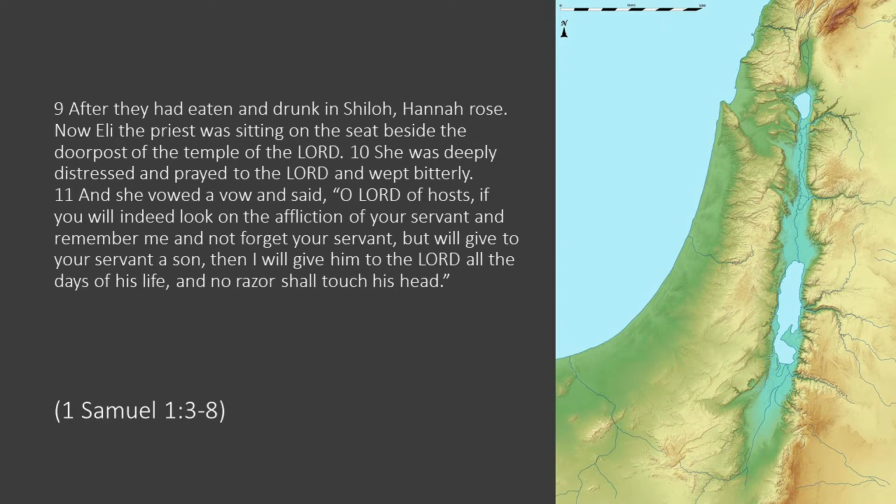After they had eaten and drunk in Shiloh, Hannah rose. Now Eli the priest was sitting on the seat beside the doorpost of the temple of the Lord. She was deeply distressed and prayed to the Lord and wept bitterly. And she vowed a vow and said, O Lord of hosts, if you will indeed look on the affliction of your servant, and remember me, and not forget your servant, but will give to your servant a son, then I will give him to the Lord all the days of his life, and no razor shall touch his head.